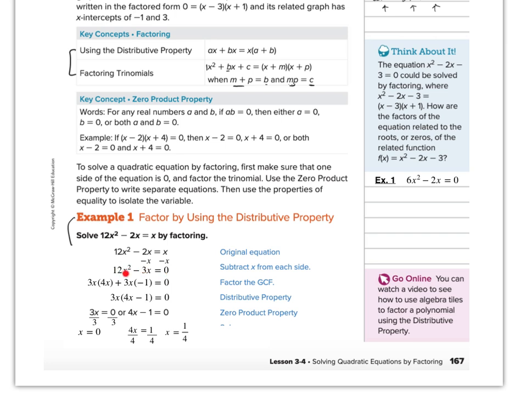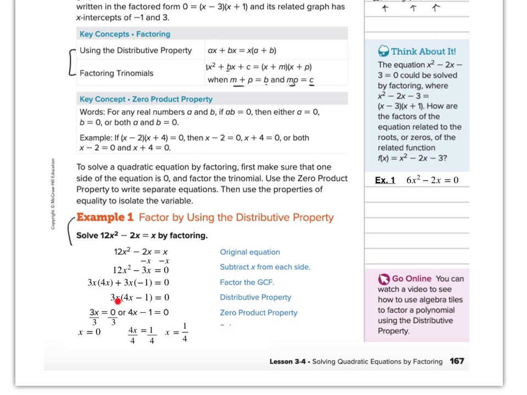Now we can see here that we do have something in common. The greatest common factor of both 12x squared and 3x is 3x. So they can factor out a 3x, leaving behind 4x and a minus 1. So the factored form is 3x times (4x minus 1) equals 0. Now the zero product property says that in order to have 0, one of my factors has to be 0. That's the only way to get 0.